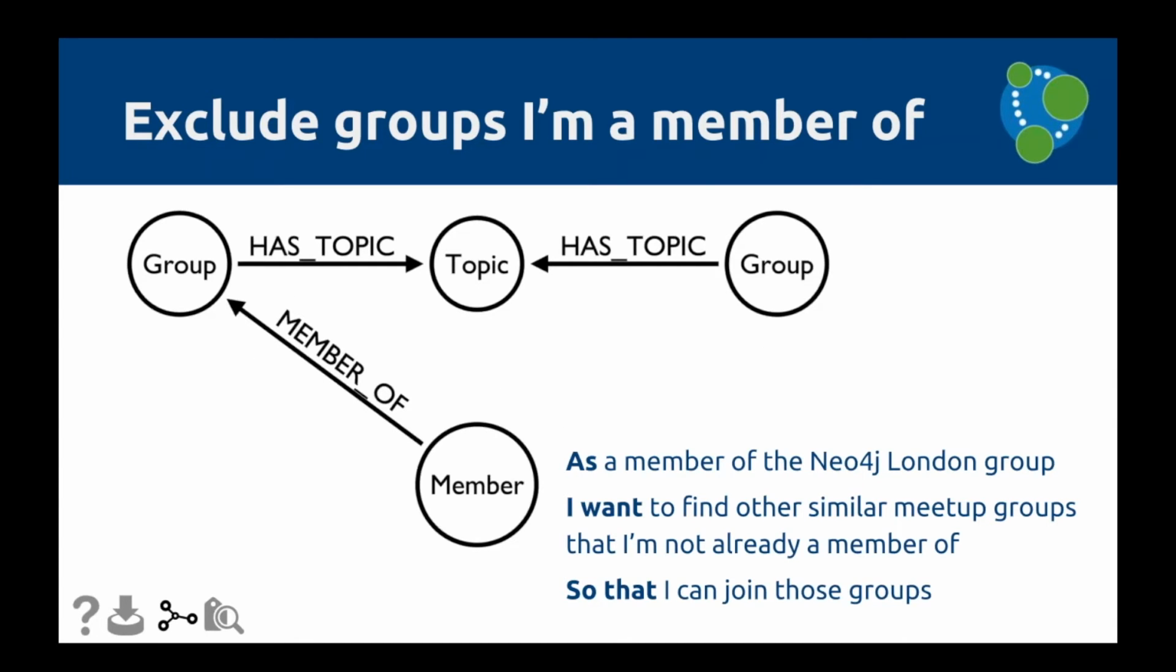Okay, so the first thing we need to do is update our model. So you'll be familiar with the first bit we've already done. So we've done the group and the has topics. And so what we're adding in is the member of, this bit down here on the left-hand side. So what we're saying is that we've got a member and they're a member of a group. And so we're going to add that membership in.